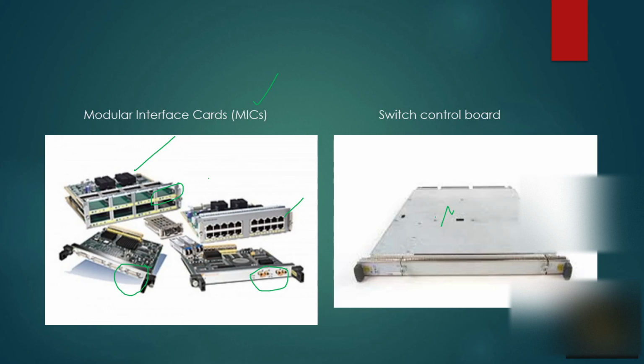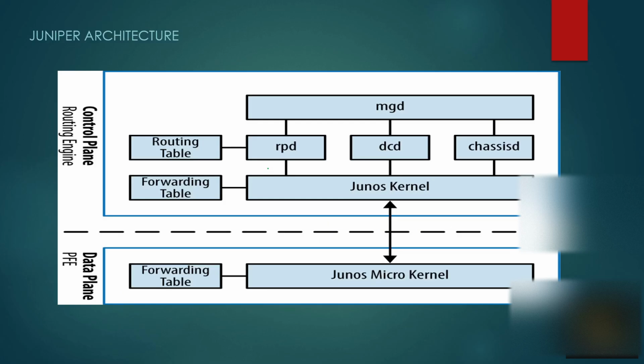Okay. So this is a switch control board. Look at this. The backside you have pins, right? Once you install it, it is connected with the motherboard. Okay. These are module interface cards. In Cisco, we call them IOMs, input output modules. Okay. Yeah. So this is a complete Juniper architecture.